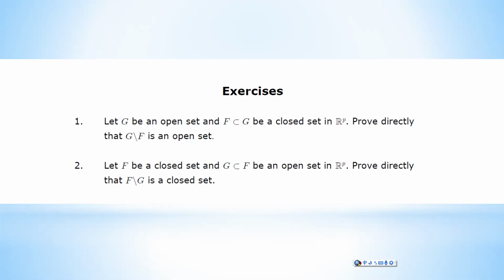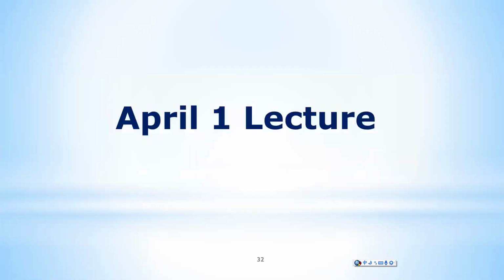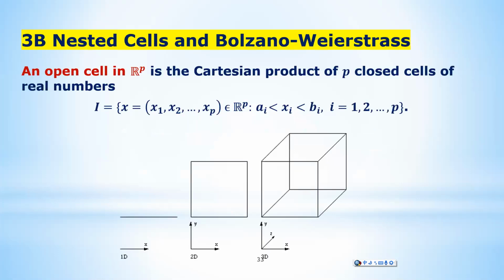So we have introduced closed sets, open sets, and the classification of the interior and the exterior. That's the important thing. On Thursday we have other things. We are going back to the nested cell theorem, and the BW theorem in the high dimensional case. We are going to do that.